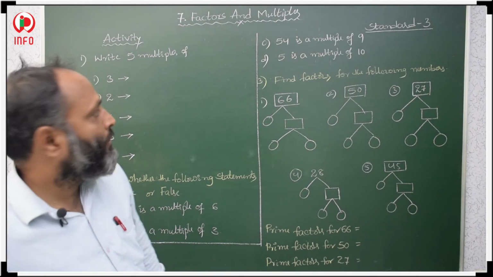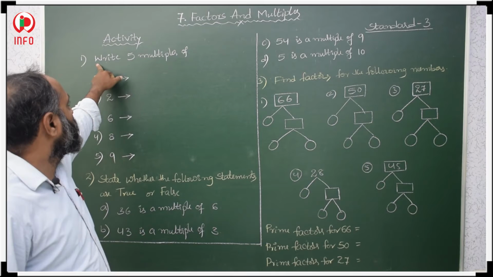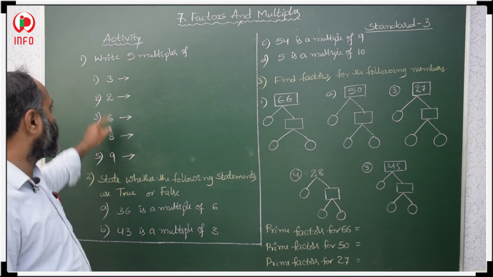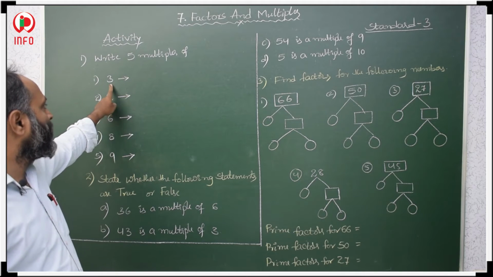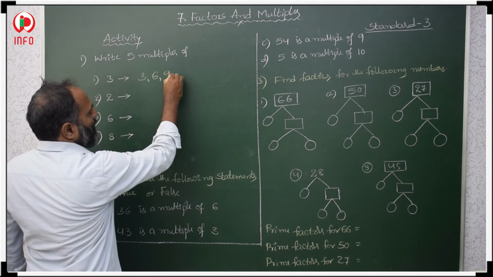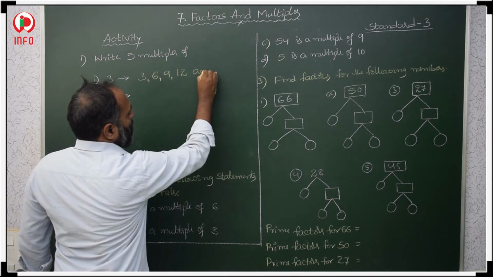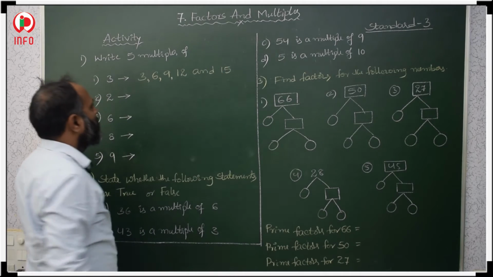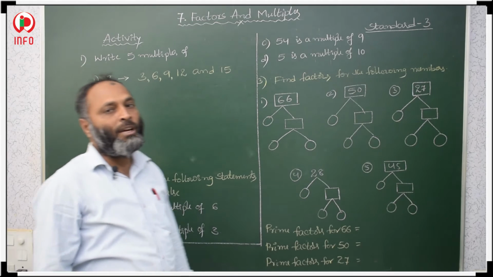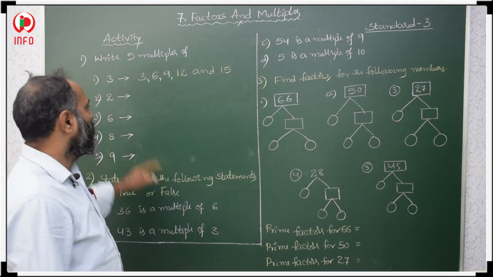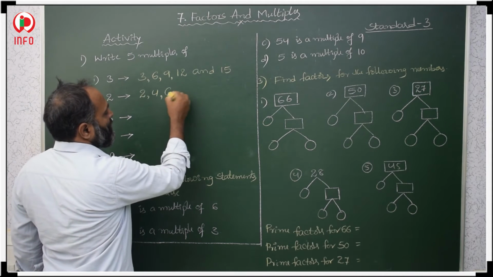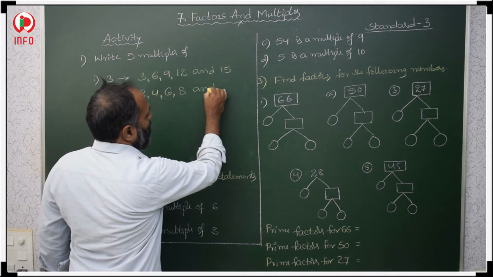Now students, in the activity, the first question: write 5 multiples of these numbers. First, what is the number here? 3. For 3, the first 5 multiples we have to write. So 3 ones are 3, 3 twos are 6, 3 threes are 9, 3 fours are 12 and 3 fives are 15. It means we have to write the table till 5. Means from 1 to 5 we have to write. For the 2 table, 2 ones are 2, 2 twos are 4, 2 threes are 6, 2 fours are 8 and 2 fives are 10.